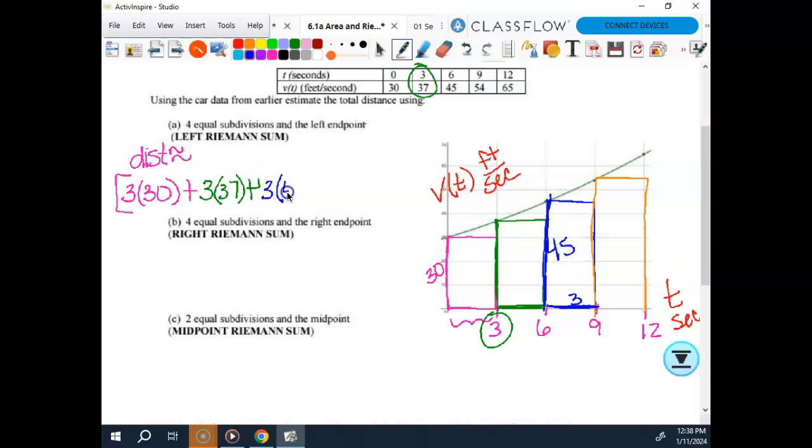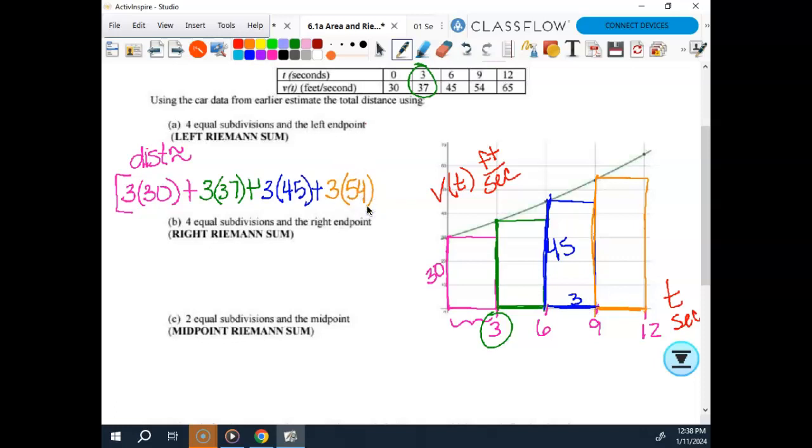3 times 45. That's a weird looking plus sign. And then I have my last one here. What's the length of the base? 3 times what is the height? 54.